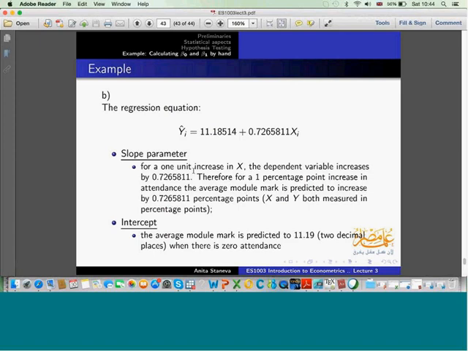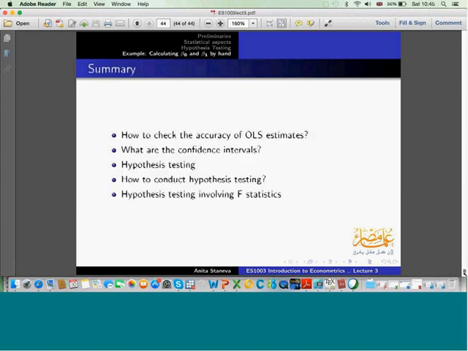Which means for the slope parameter, for a 1 unit increase in x, the dependent variable increases by 0.72, or for a 1 percentage point increase in attendance, the average module mark is predicted to increase by 0.72 percentage points. And the intercept means that the average module mark is predicted to be 11.1, to 1 decimal place, when there is 0 attendance.